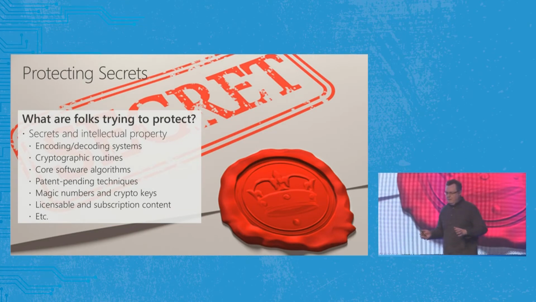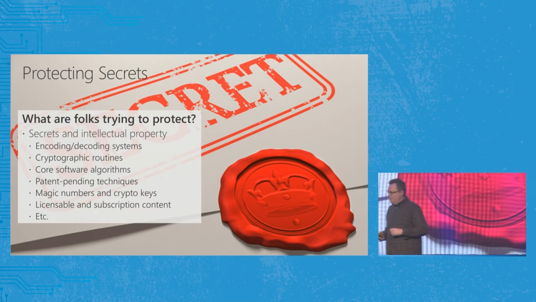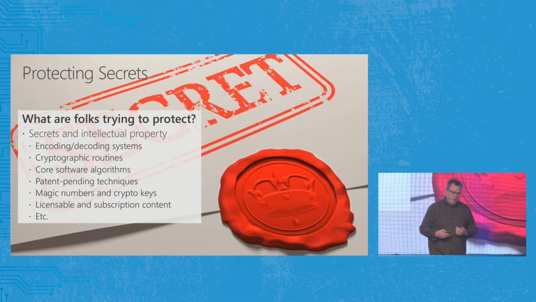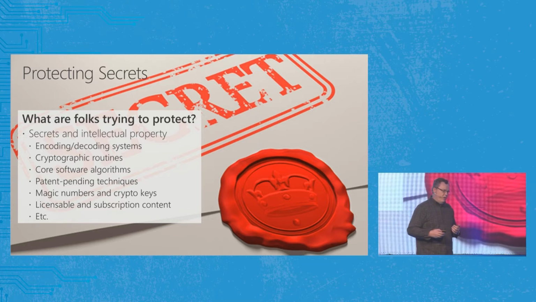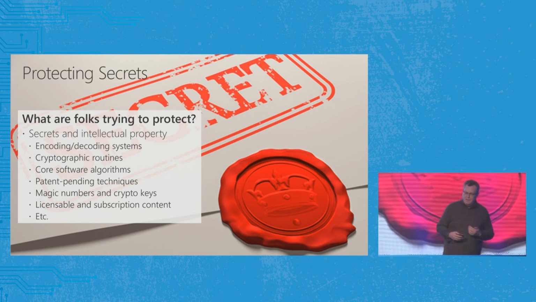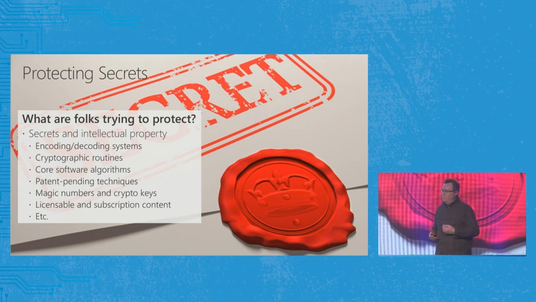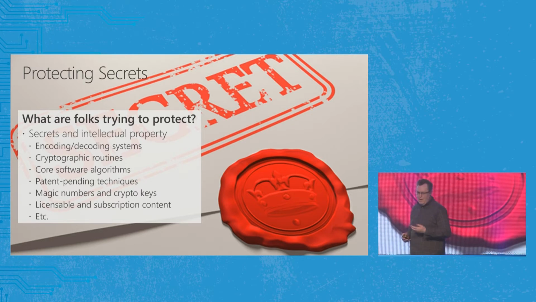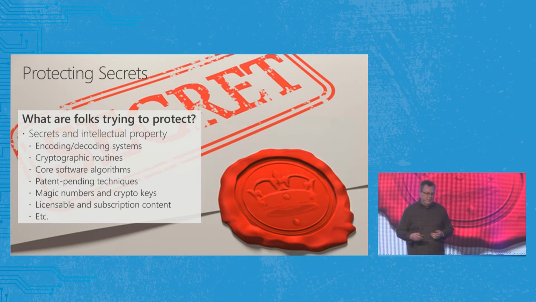I think just a little level set. When we look at this whole realm of hacking, we need to focus a little bit on what are we trying to protect. And so when it comes to secrets, there's obviously a lot of different aspects to it. But in many ways, from the secrets, we're really trying to protect intellectual property, and that may be things such as cryptographic routines, software algorithms, patent pending techniques, and that.